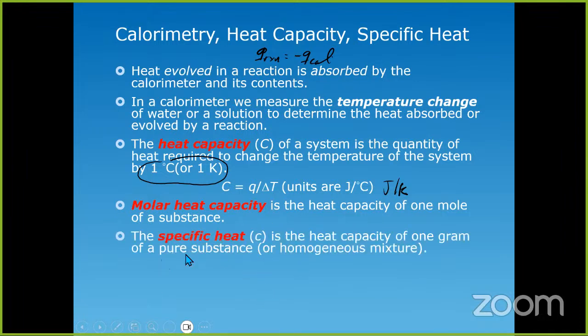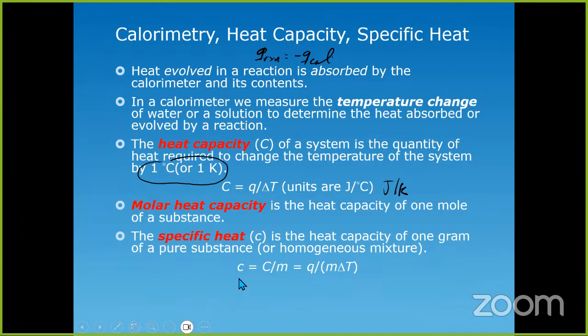What you will definitely be using is the specific heat, right? And please know that the symbol for specific heat is the lowercase c, while the symbol for heat capacity is uppercase C. So the specific heat is the heat capacity of 1 gram of a pure substance or homogeneous mixture. The equation relating lowercase c to uppercase C is that the specific heat, lowercase c, is equal to the heat capacity, uppercase C, divided by the mass. And if we replace uppercase C with Q over delta T, we get this equation, which you can use to calculate the specific heat.